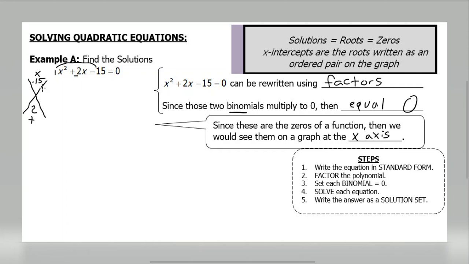Well, what times what gives me -15? Well, 15 and 1, but that won't add to give me 2. I know one of these has to be negative, because this is a negative here. And it has to add to give me a positive, so I know the bigger number has to be positive. Well, I know 5, right?